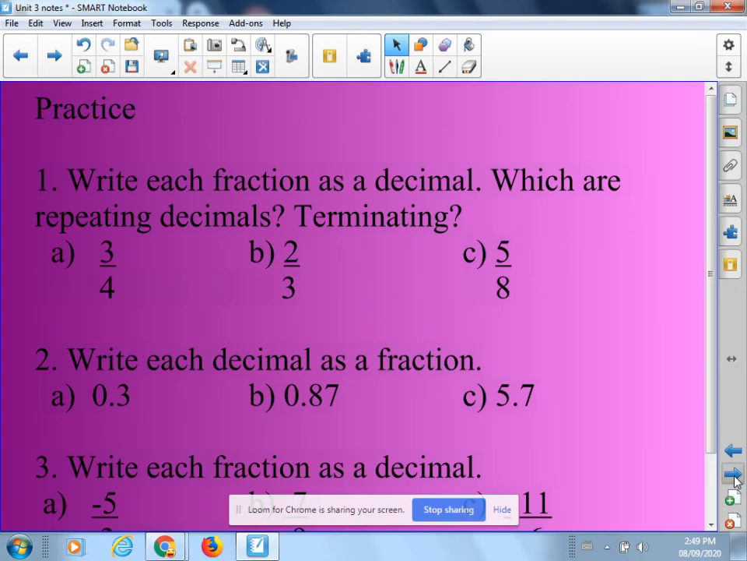Sorry, I'm just going to change my background because it is pretty dark.